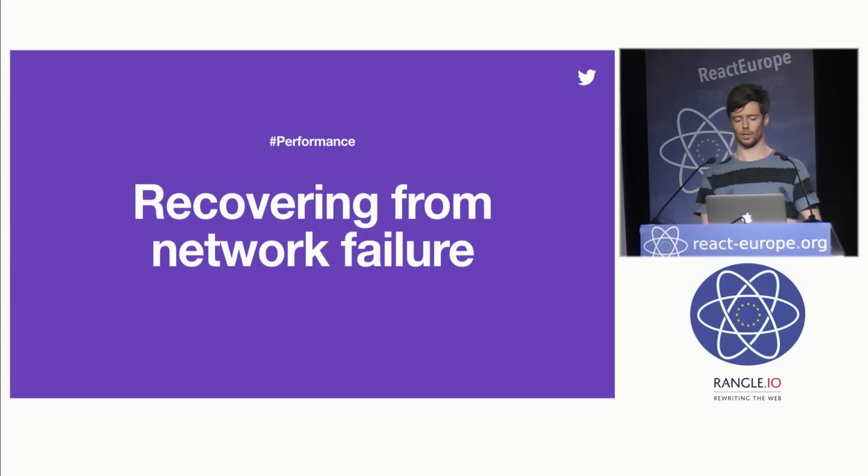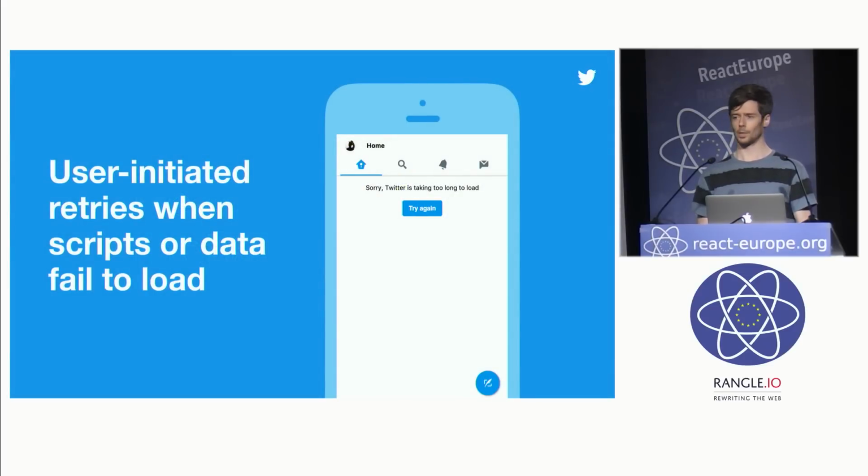Another area in which our thinking has evolved as we developed Twitter Lite is the idea of designing for failure. So when a network is unreliable, it can cause API requests or entire script downloads to fail. And previously, users would be left in an unrecoverable state. And so what we started to do was detect when scripts failed to load, when API requests failed, and we would inform users of a problem and provide them with a means to initiate a retry and recover from that state.